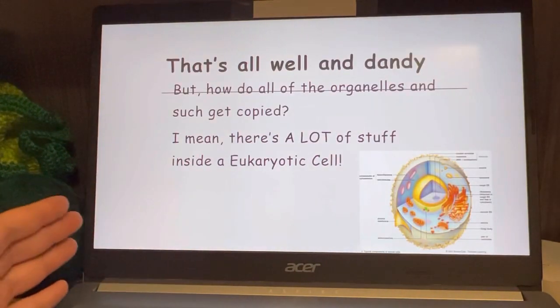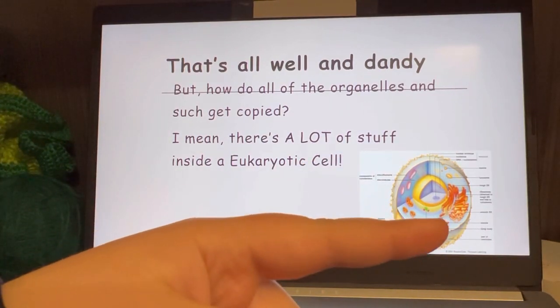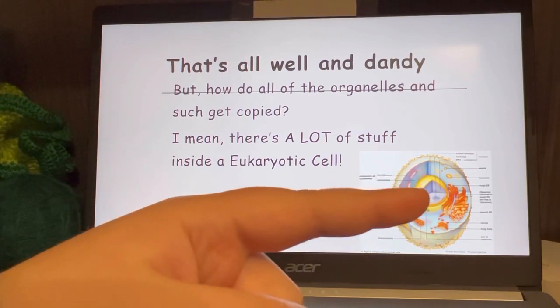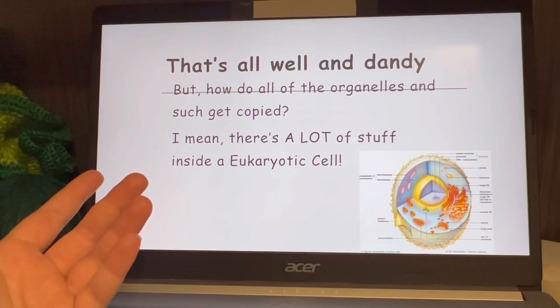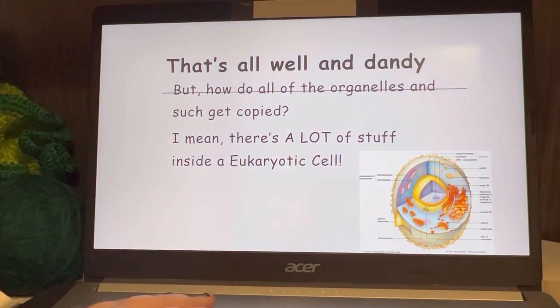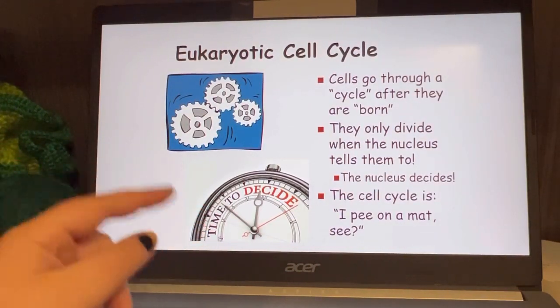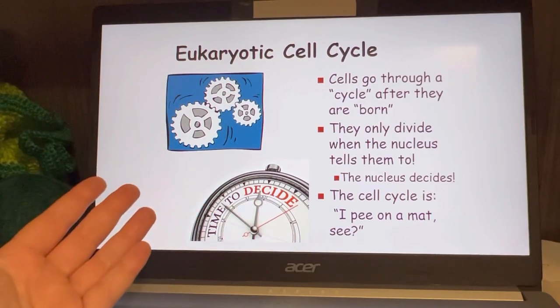Okay? So, inside cells, I'm sure you know, there are organelles. That's these little other things outside the nucleus floating in the cytoplasm, which is the jelly of the cell. So, how does that all factor into DNA replication and mitosis? So, cells go through a cycle after they are born. They divide only when the nucleus tells them to. The nucleus decides when it's time to divide.